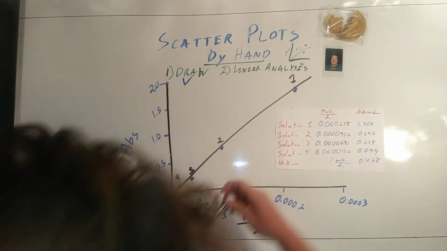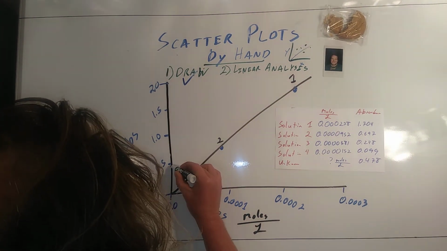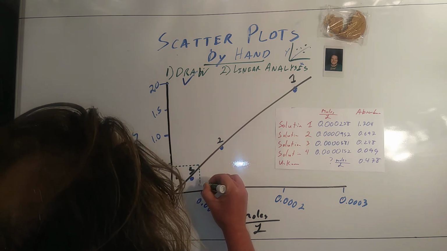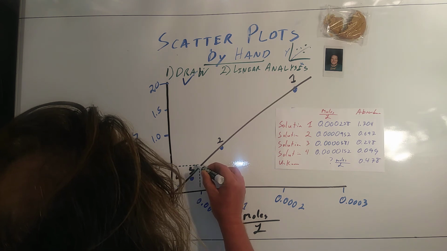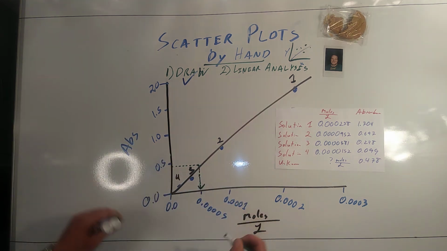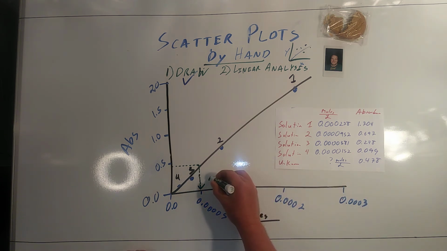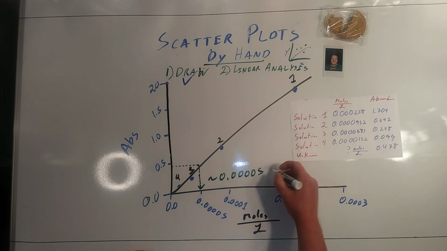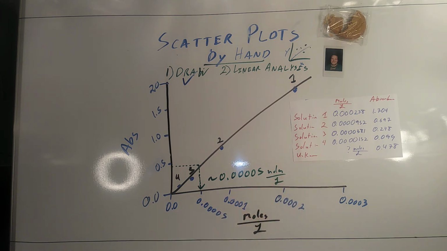For our unknown, I'm going to try to intersect with the line and then go down. It's about right there. So our unknown has a molarity of about 0.12345 moles per liter. You are going to be making this exact same plot using the exact same numbers.